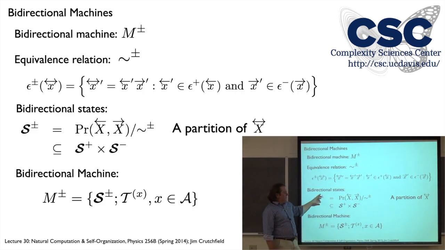Now these bidirectional states, and I'm not going to call them causal states, there are some subtleties here, are a subset of the product of the forward and reverse states. There can be some redundancies. There can be information that's shared, and therefore the bidirectional machine can be more concise than giving the two separate machines. So that's an interesting thing.